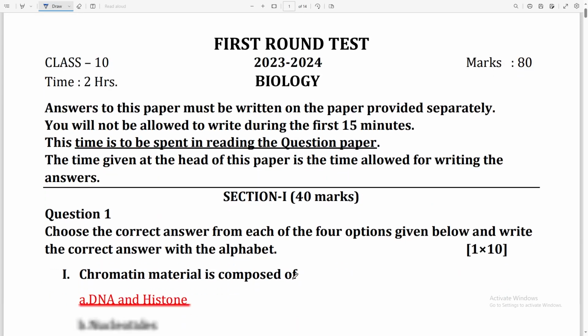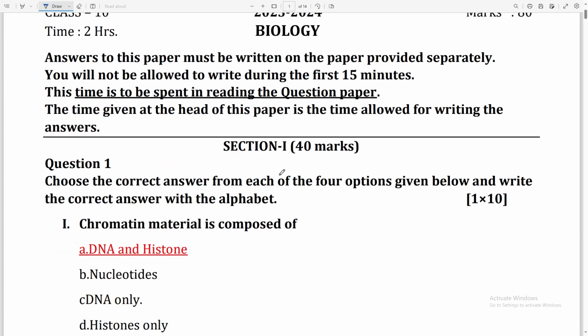So section 1, it is 40 marks. Question number 1. Choose the correct answer from each of the 4 options given below and write the correct answer with the alphabet. Remember it is alphabet, and also you have to write the correct answer. Both you have to mention.